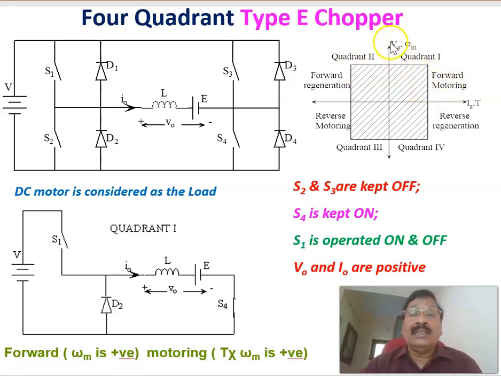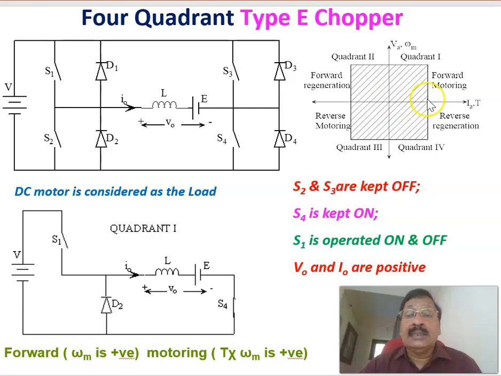The polarity of omega represents whether it is forward or reverse. Therefore, if omega m is positive, we call it forward. And if the product T into omega is positive, we call it motoring. So looking at these 2 aspects, when omega m is positive it is forward, and when T into omega is positive we call it motoring action.